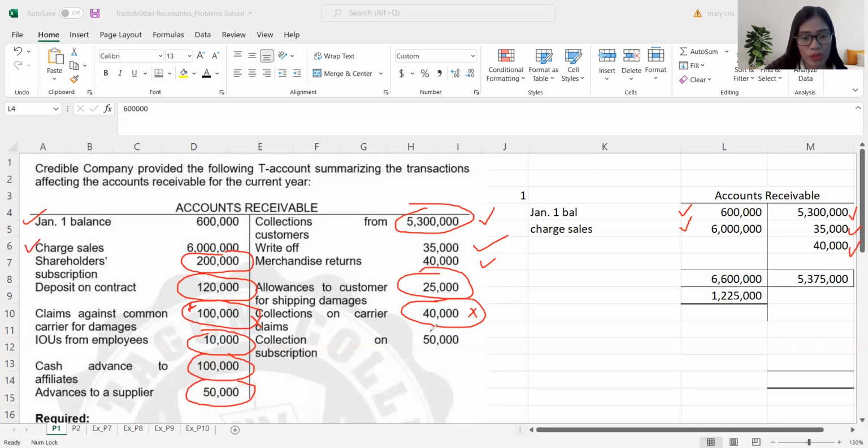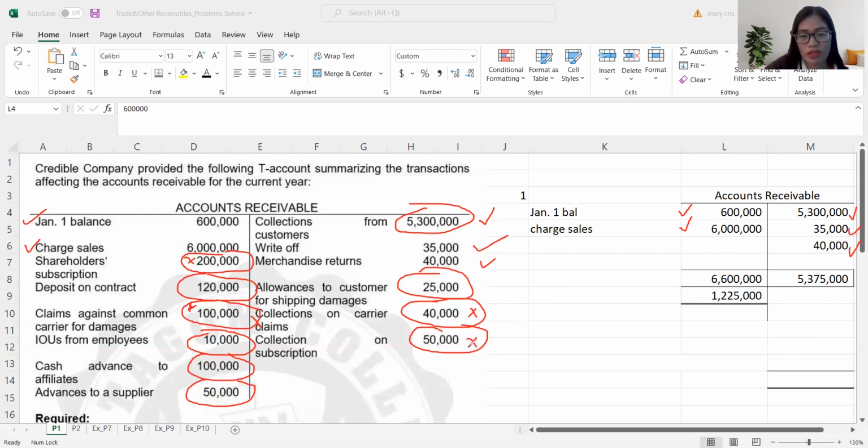Okay, another is collection and subscription. So this one also is related to the subscriptions receivable. So this one, your shareholder subscription. So this 50,000 should reduce your subscriptions receivable. So therefore, your net subscriptions receivable na lang natin na dapat ma-recognize ay 150,000 na lang.